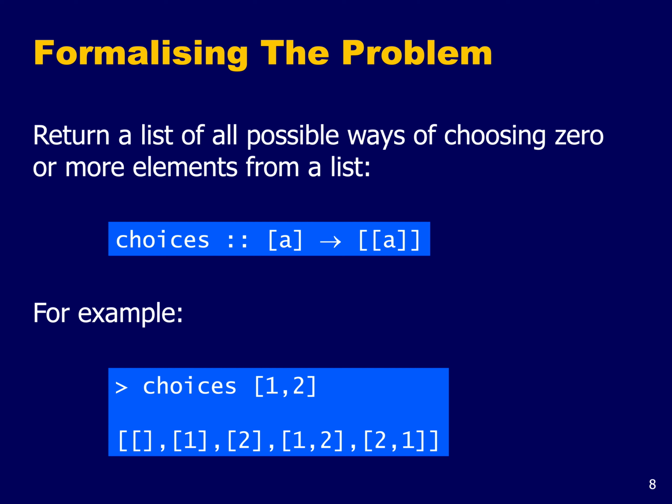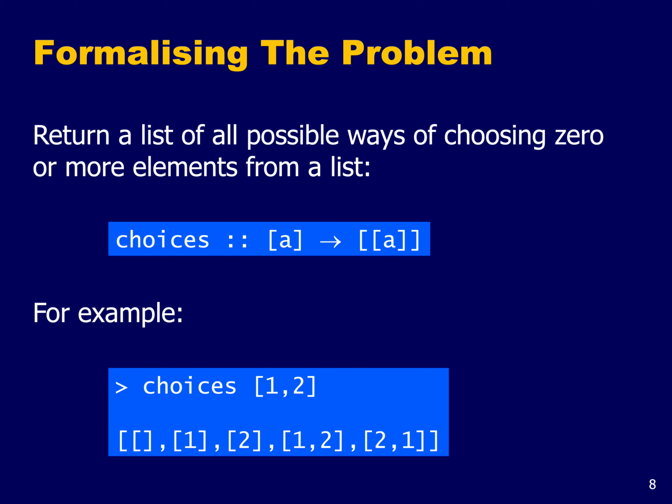So before we try to think about actually solving the problem, we're actually going to specify or formalize what it actually means to solve the problem. In order to do this, we're first of all going to define a couple of helper functions. The first function is called choices, and it's going to return a list of all possible ways of choosing 0 or more elements from a list.